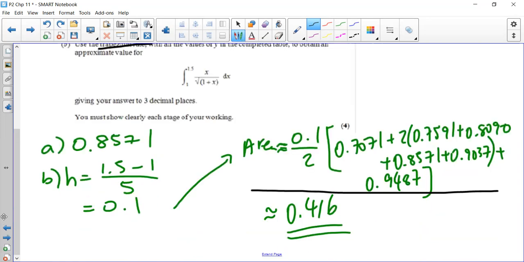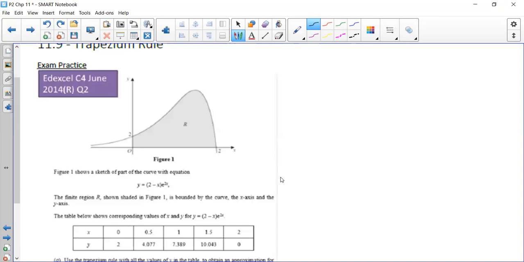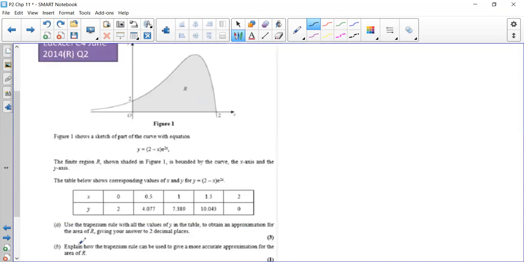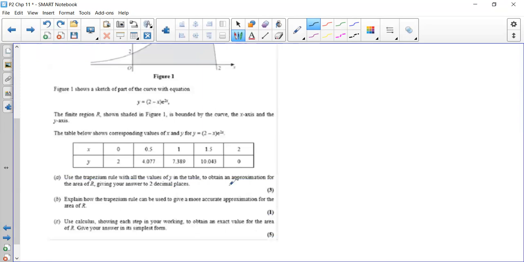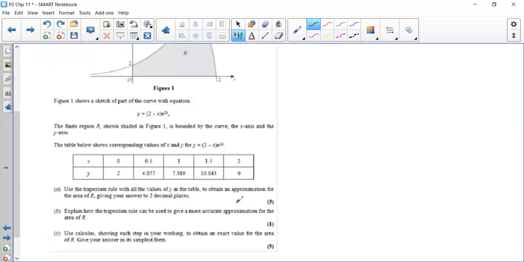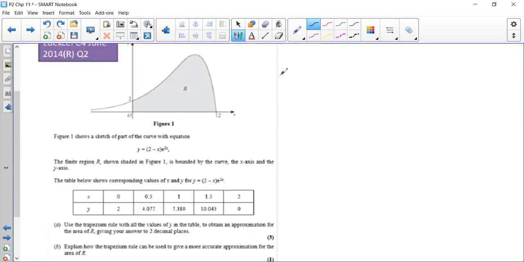Okay, right. And then next one, I think there's one more for you to do. Pause the video. Have a go at the question. When you're ready for the answer in part A and part B, then you can play the video.